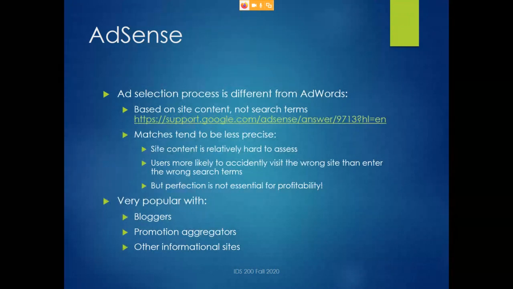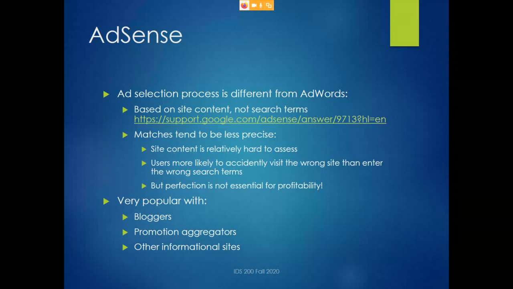Okay, now for AdSense, again, because they don't have search terms, Google has to come up with some way to define what the site is all about. And that's a lot trickier. So essentially, you have some tags on your site that describe the site content. The ads also have some tags that describe what the ad is about, and Google tries to do a reasonably good job of matching the two.